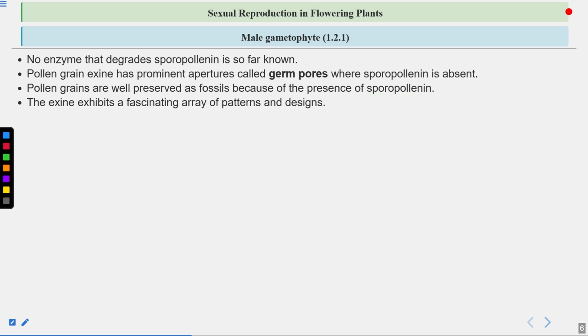The exine exhibits a fascinating array of patterns and designs. Now, the inner wall is called the intine. Here they are talking about how the exine exhibits a fascinating array of patterns and designs. When you see the exine structure, it will have a particular pattern or design over its wall. So this is also one of the features of the exine.